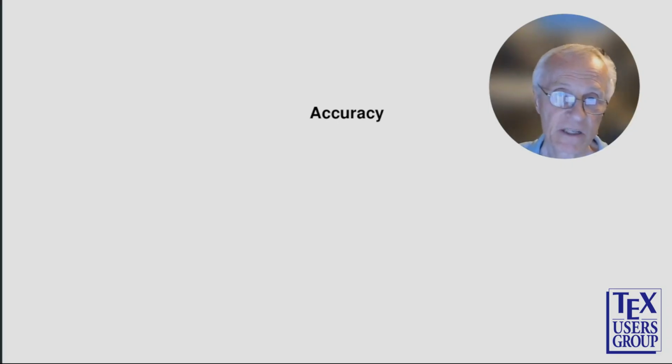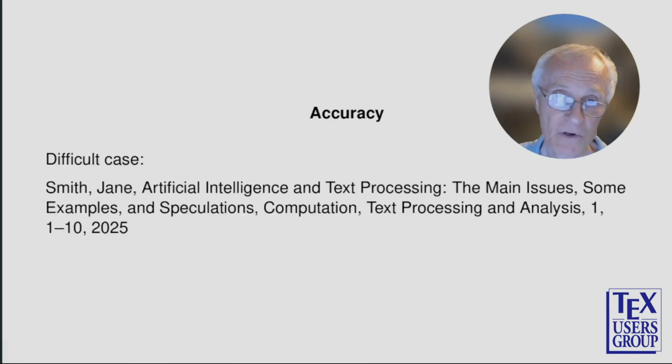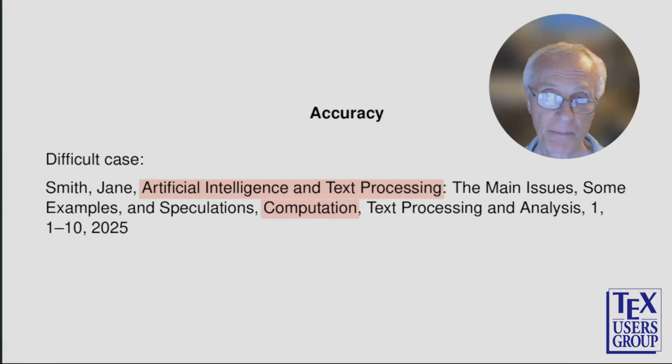For the same reason, the algorithm has difficulty with items like this made-up example, in which determining the boundaries between the list of authors and the title, and between the title and the journal name, require an understanding of language. Are artificial intelligence and text processing the second and third authors, or do they begin the title? Is computation the last word of the title, or the first word of the journal name?